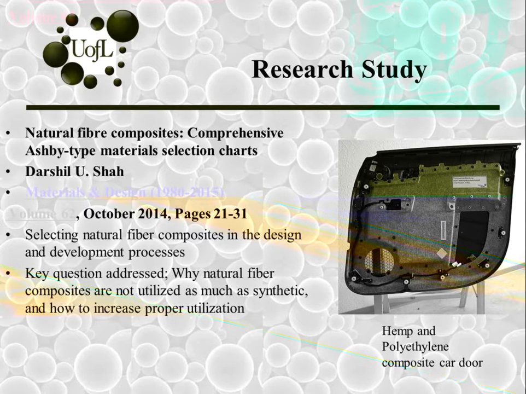On the right, I included a picture of a car door that was made out of hemp and polyethylene composite, and this is just one example of natural fiber composites being used in the automotive industry currently.